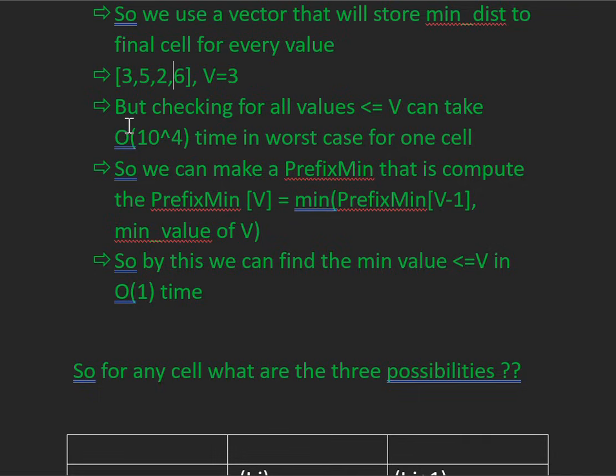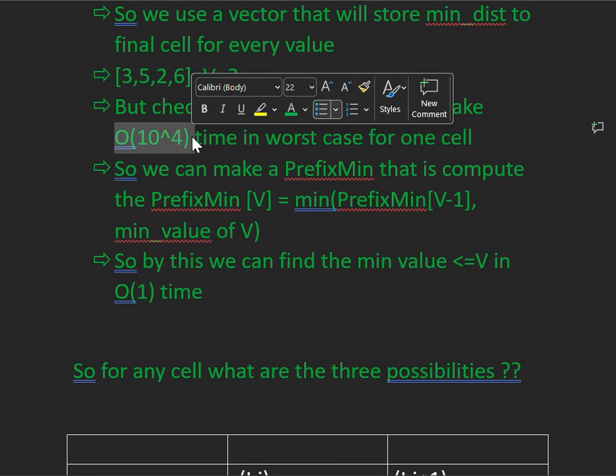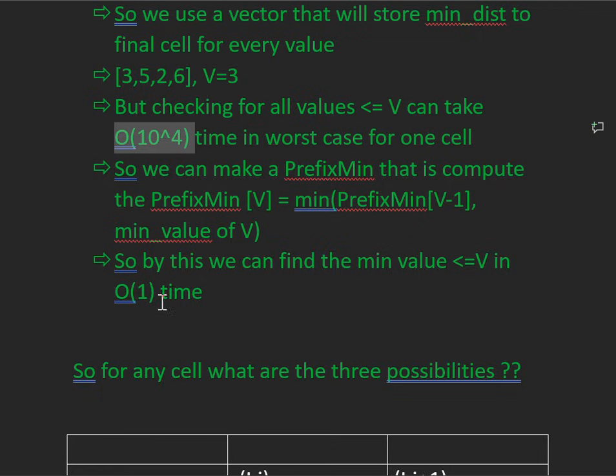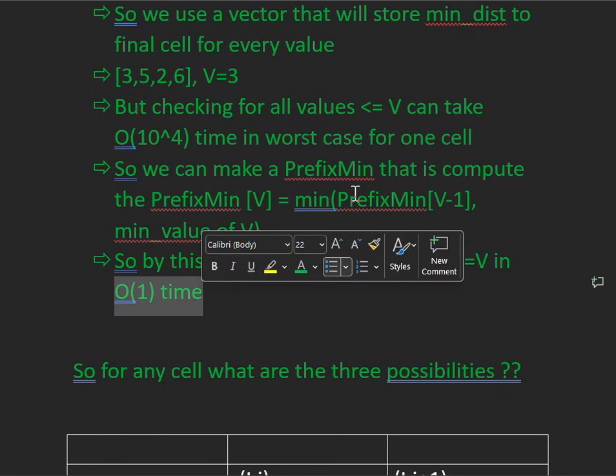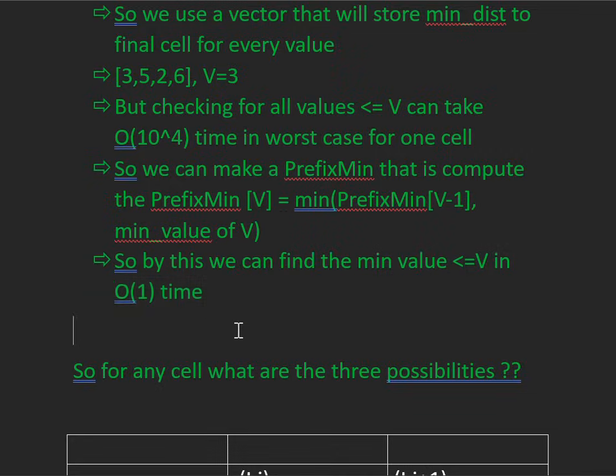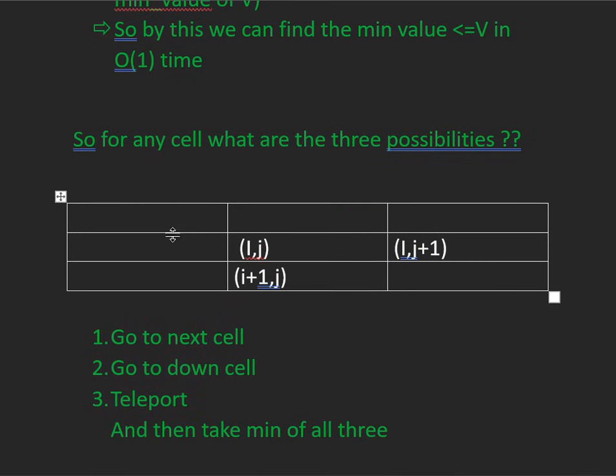So earlier our time complexity was 10 to the power 4 in the worst case, but now it has become big O of 1 using the minimum prefix. Okay, and now what are the possibilities? So what are the three possibilities of moving to a cell?